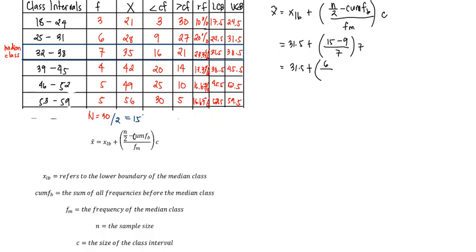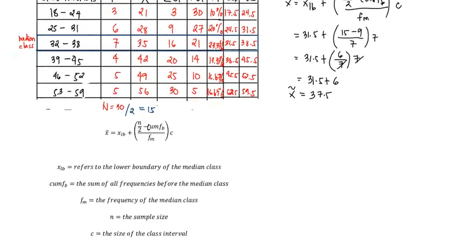15 minus 9 is 6, divided by 7, times 7, and these 7s can be cancelled out, so it will give you 31.5 plus 6, which in turn would give you 37.5. So basically this is going to be our median for these grouped data. That's how easy it is to find the median for grouped data, as long as you know what these notations refer to.